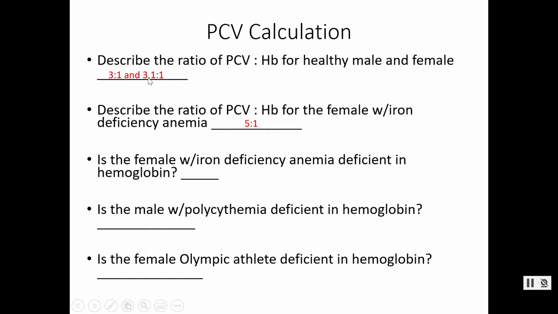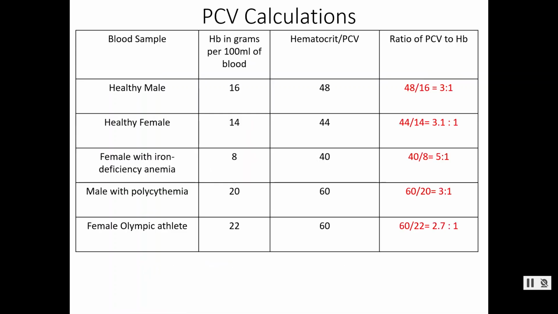All right. So is our patient, the female with iron deficiency, deficient in hemoglobin? Yes. All right. Male with polycythemia, is he deficient in hemoglobin? No, his ratio was just fine, and our female Olympic athlete, she was also just fine. In fact, if we go back to our chart, the male with polycythemia had that golden 3 to 1 ratio. The female athlete actually has a lower ratio, 2.7 to 1, meaning that her oxygen carrying capacity is even higher than normal, which should make sense.